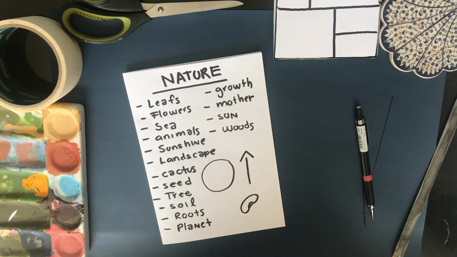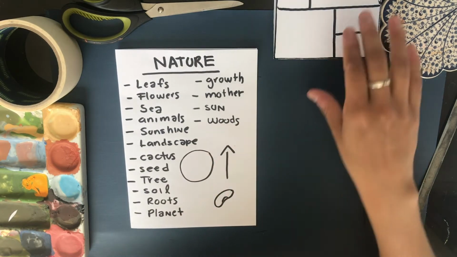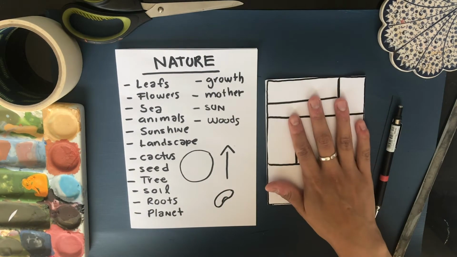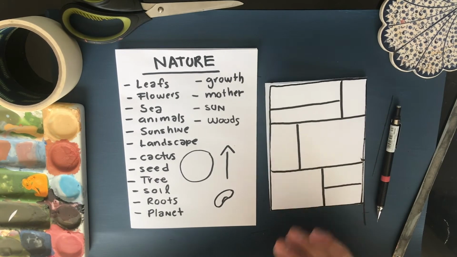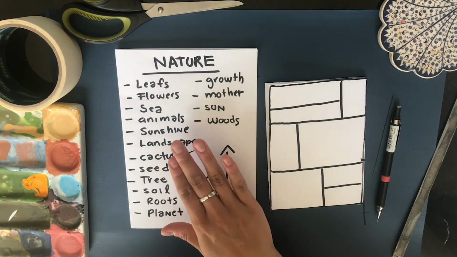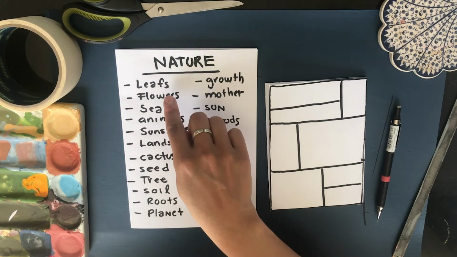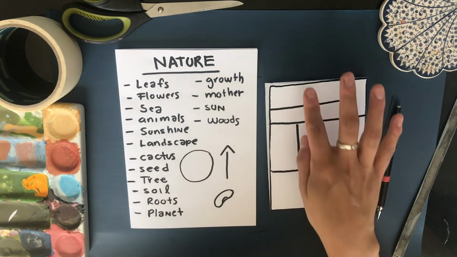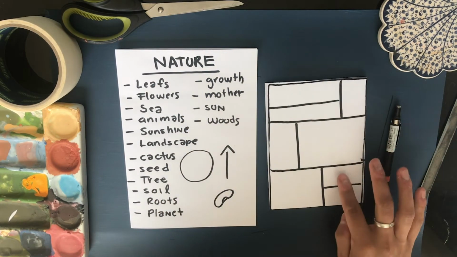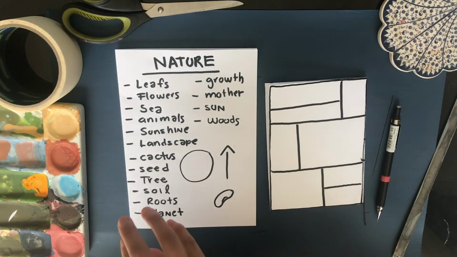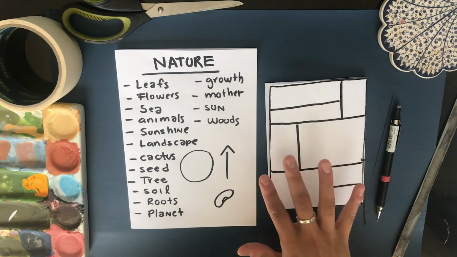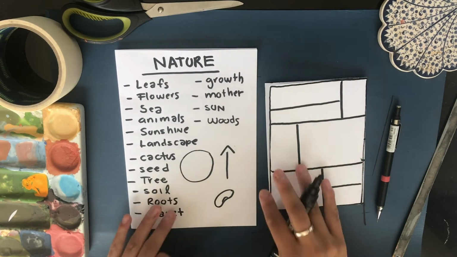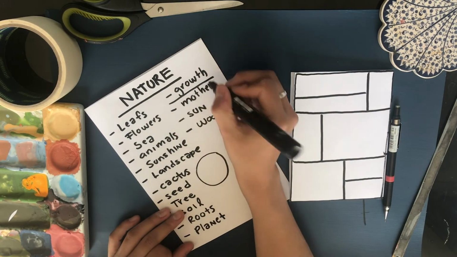So what you're going to do now is you're going to choose one of the layouts that you made, and I'm going to choose this one. And what you're going to do is just represent each of the words you choose. So just choose as many words as you have sections, and you're going to represent those words on the different sections. So you're just going to do a sketch. So I'm going to choose growth.